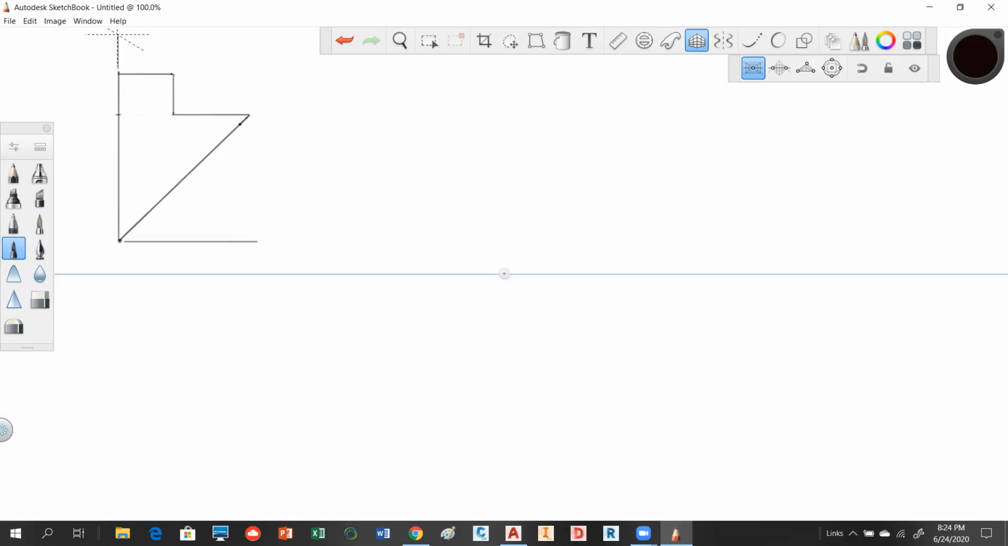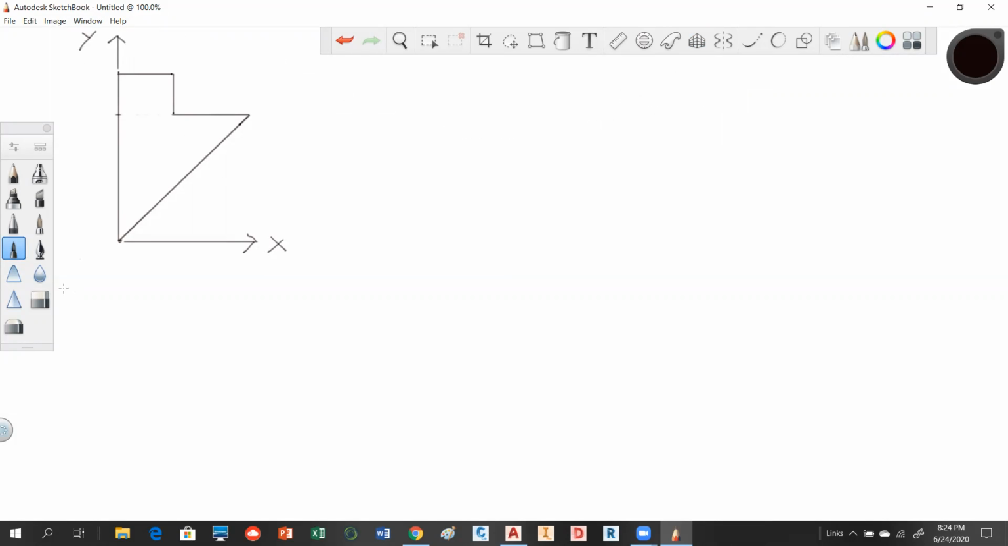So this is our y, x, y, and origin. So we also have dimensions that are given. So we know that this is 1 millimeter, and this is 2 millimeters across. This is 1 millimeter here, and this is 3.